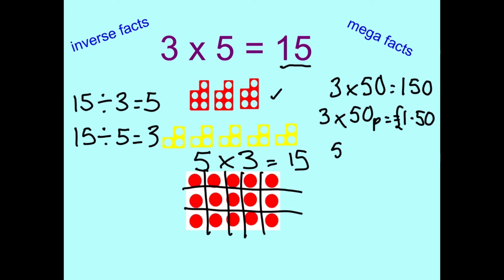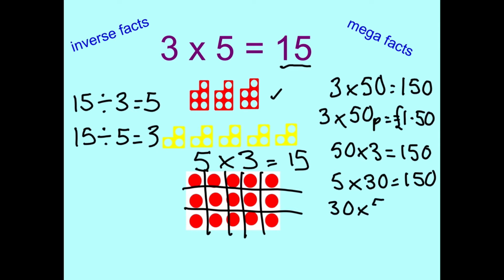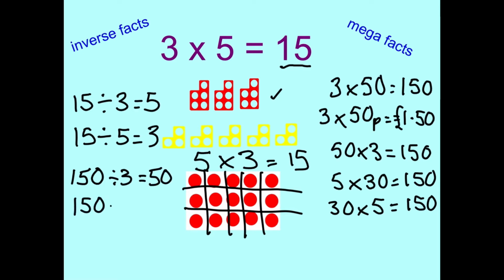We can write that the other way around as well. And so it would be the same if it was 5 30s. 5 times 30 would be 150, and 30 times 5 would also be 150. So let's divide one of those. 150 divided into 3 would be 3 50s. 150 divided into 5 would be 30.